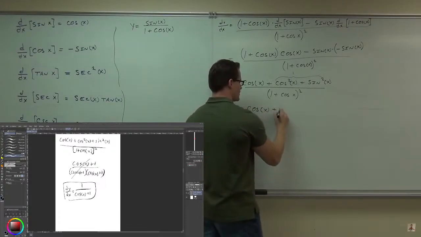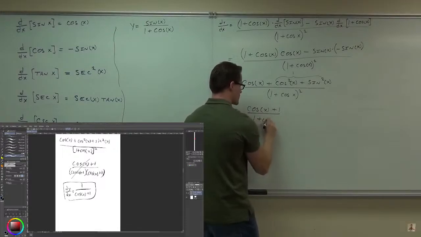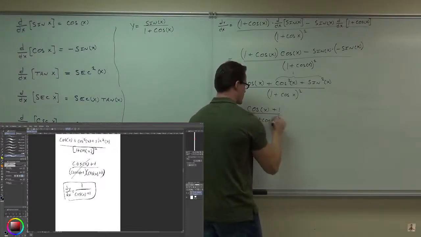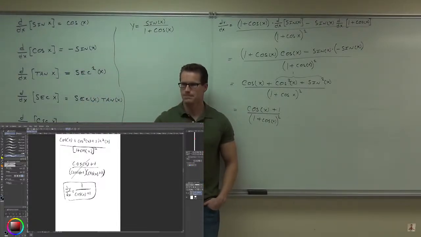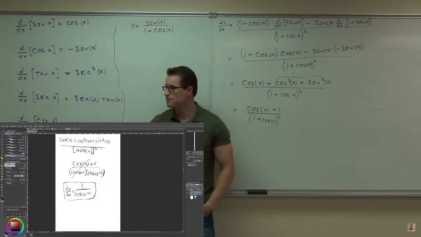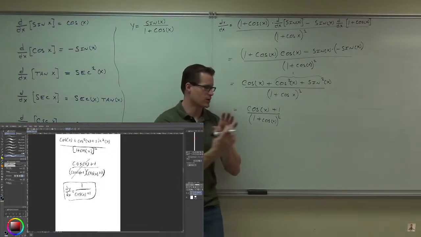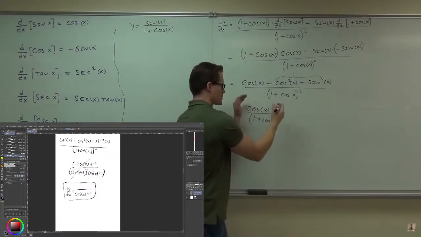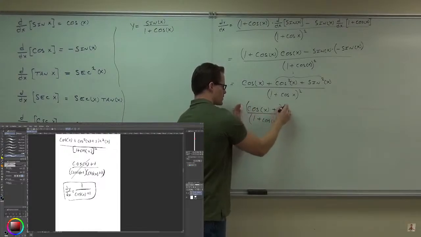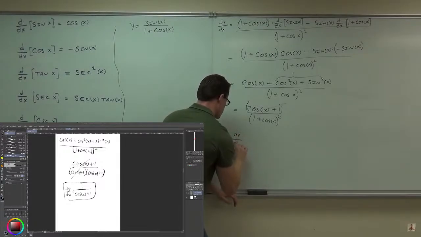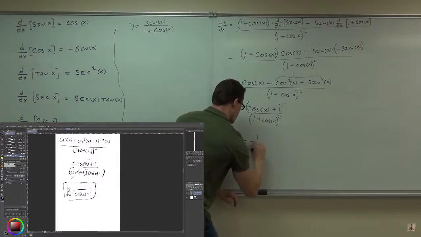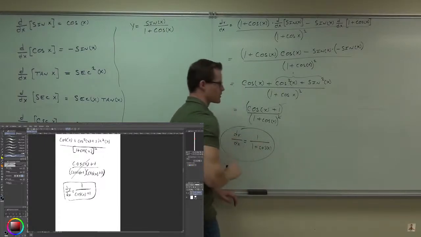Cosine x plus 1 over 1 plus cosine x squared. Give me something else. Take off the squared. Can you cross those out? Do you see how they're one entire factor here with here? So that and that is gone. What's on our numerator still? And that's our derivative.